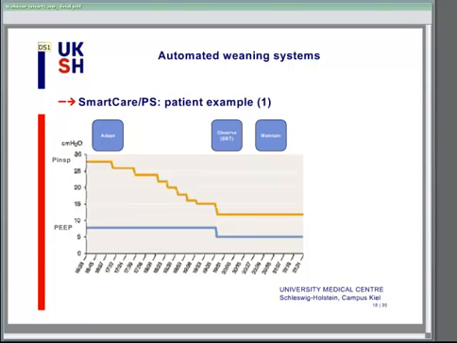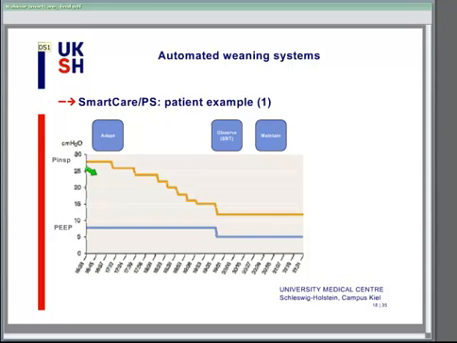I will show you 2 patient examples, and these are online. These are real patient data. You see here the time curves of the patient, and here you see the inspiratory pressure and the PEEP. PEEP is the blue line here. So we start with a PEEP of 8, and we start with a relatively high pressure support level of 27.